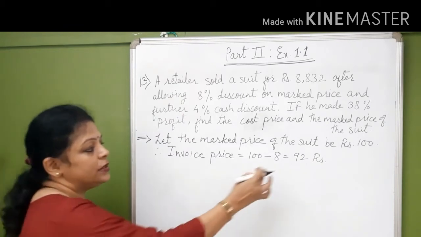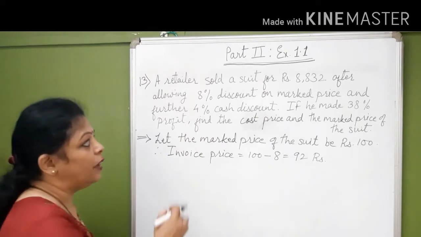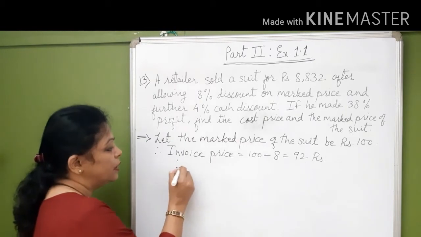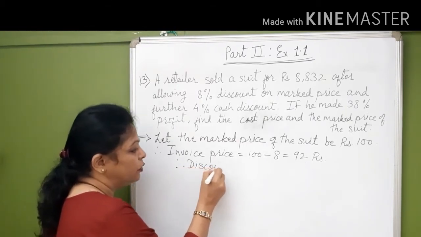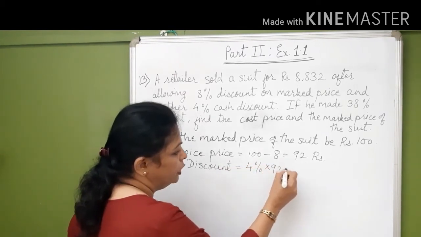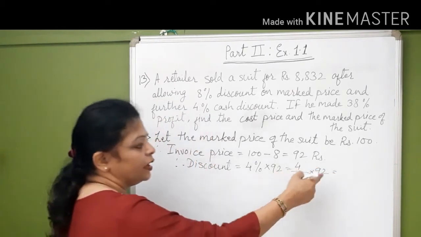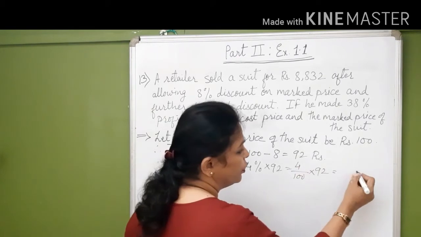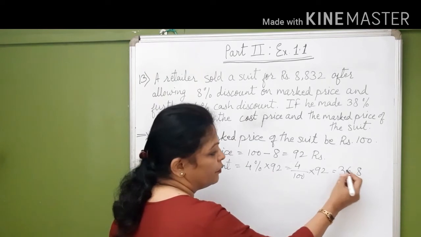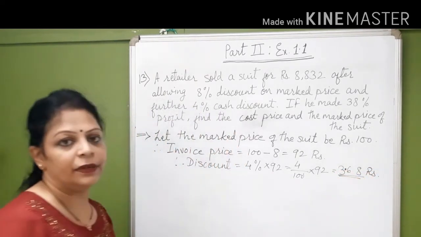Fine. Now on this 92 rupees, he gives 4% cash discount. That means we have to calculate 4% of 92. Correct? So let us write discount is equal to 4% into 92. That is 4 upon 100 into 92. Let us directly multiply 4 by 92. So 4 2s are 8 and 4 9s are 36. Divided by 100. That means after two places you will put the decimal point. So this is the discount that he is giving.